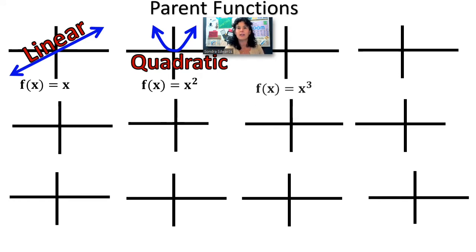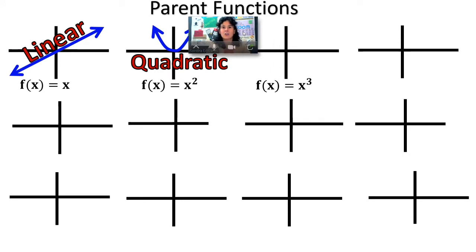The third one, y equals x cubed, that one looks like something that is kind of sloping up there, and it goes through 0, 0. It's called a cubic. The fourth one, y equals the square root of x.